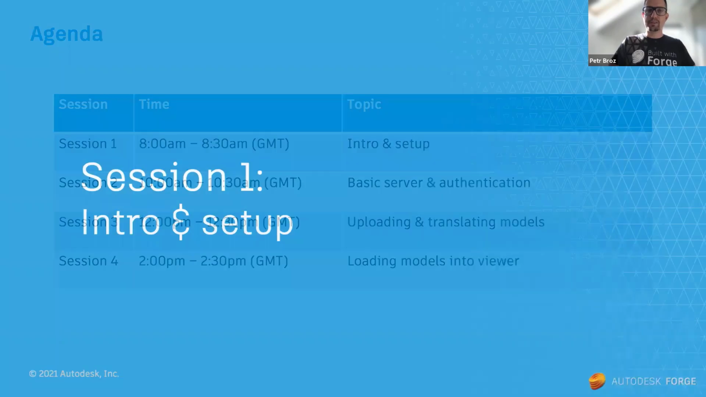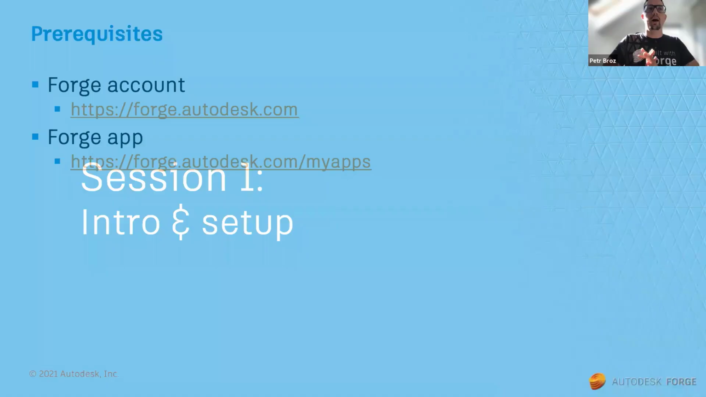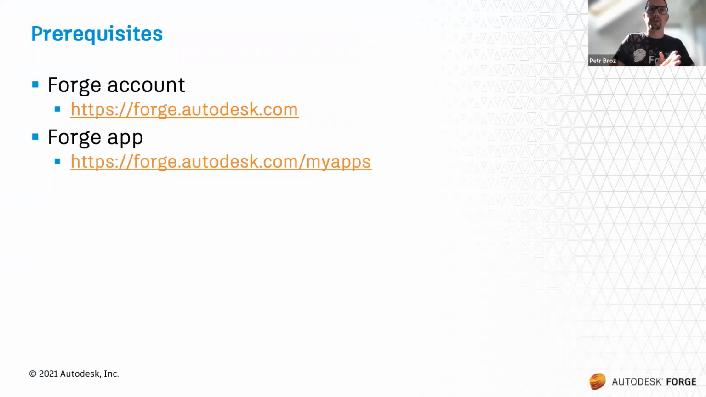Okay, so let's start with session number 1. For this part, we're just going to focus on 2 things. We're going to want to make sure that you have a Forge account available and some kind of Forge application, and I'll explain what that means in just a second. And we're also going to help you make sure that you have your Node.js environment ready to use and some kind of an editor available for the upcoming sessions.